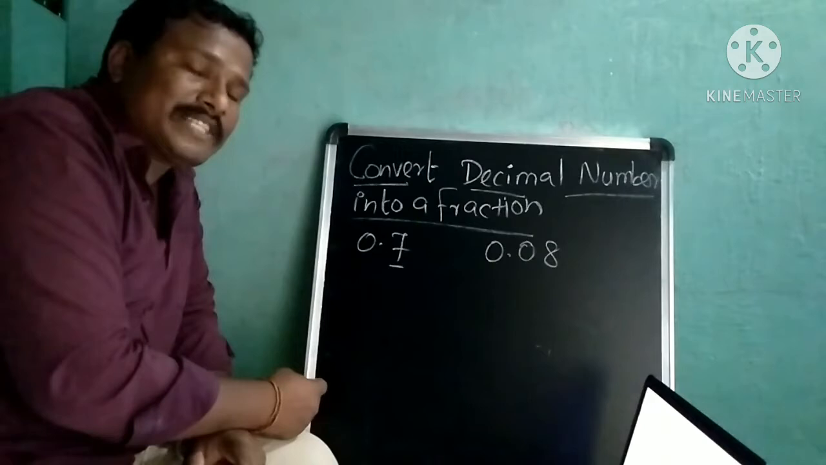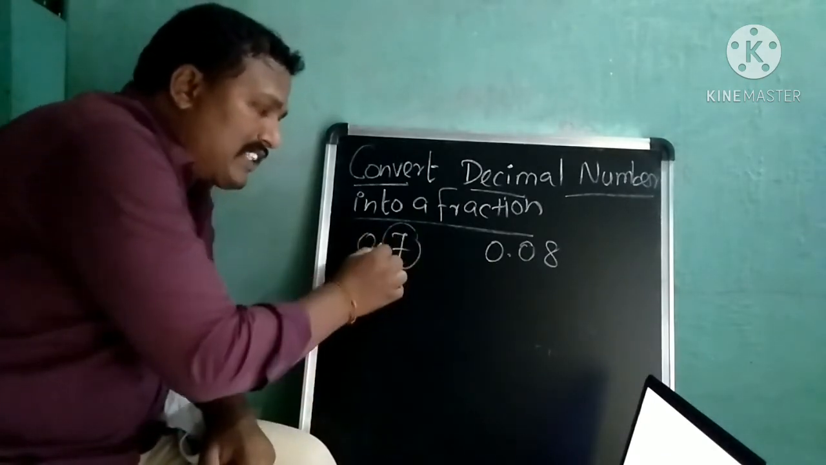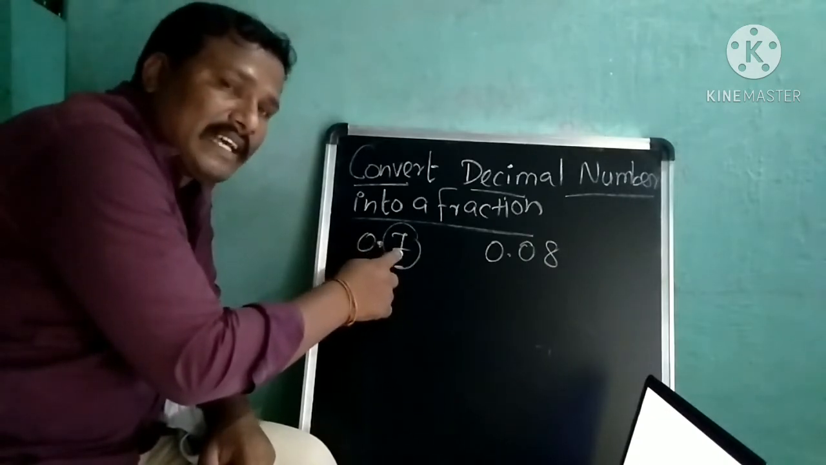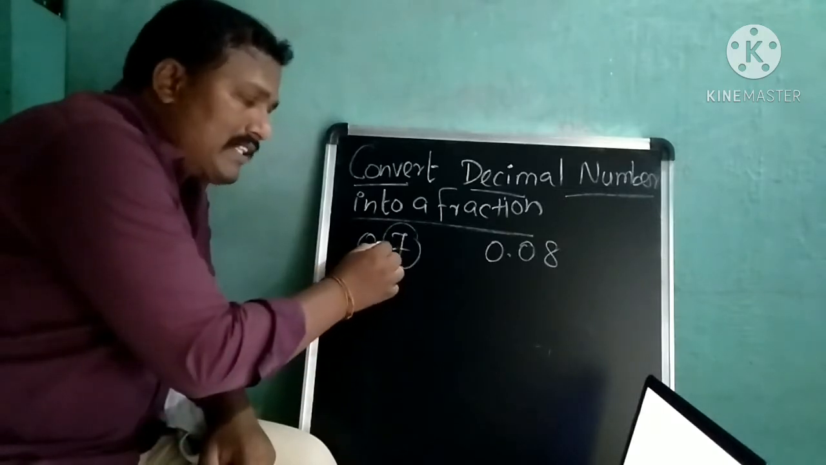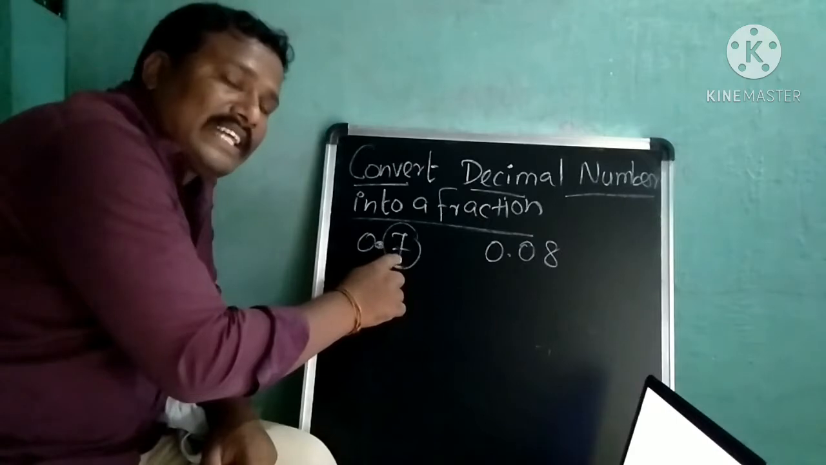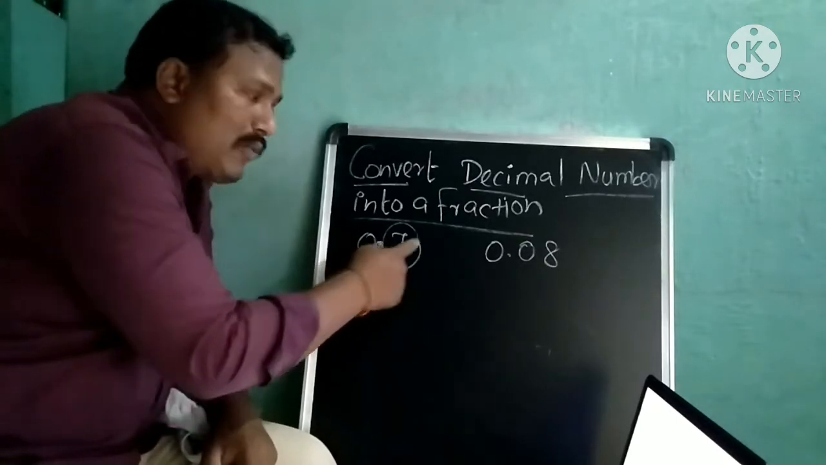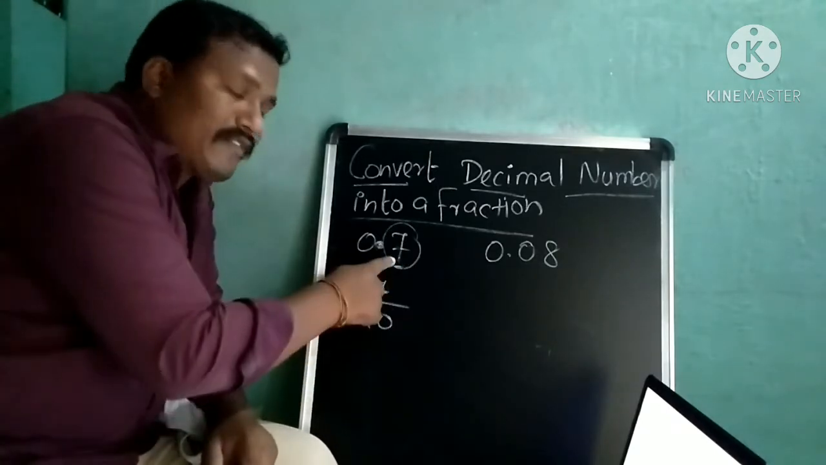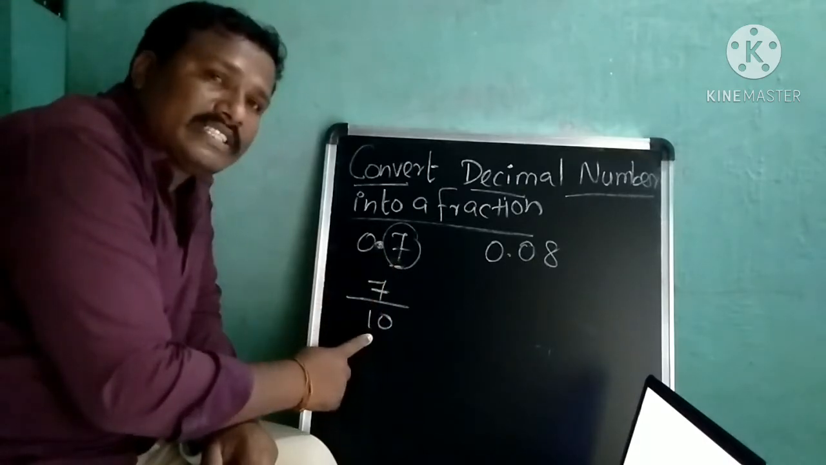So if the decimal place is 1, what you have to do: after the decimal point, whatever number is there, you take it as the numerator. After the decimal point, the decimal part has 7, so you take 7 as the numerator. Only one decimal place, so put 1 by 0. If the decimal place value is 1, you have to put 10.